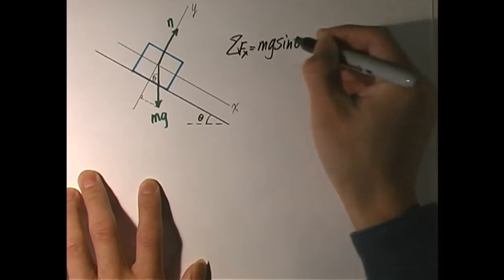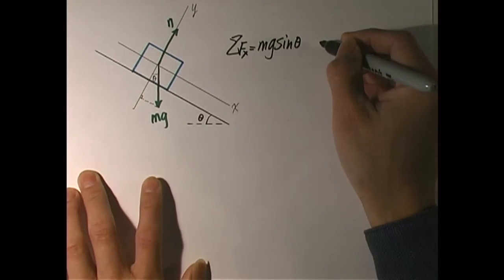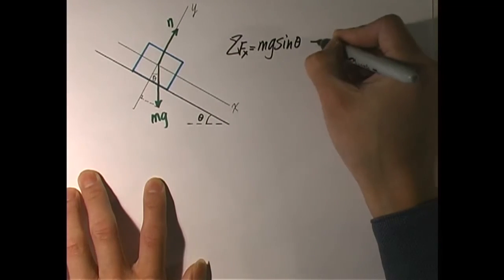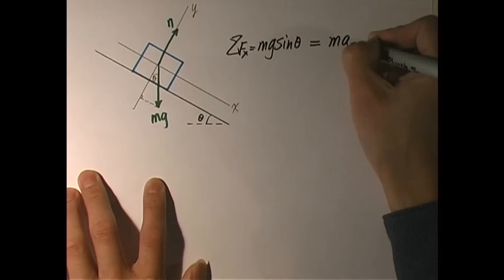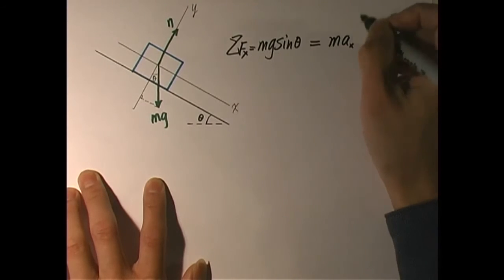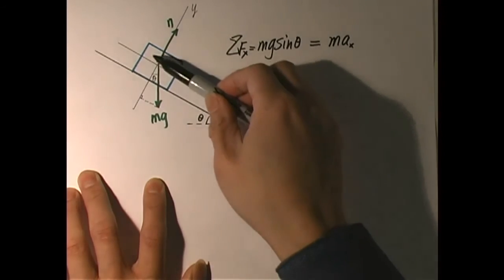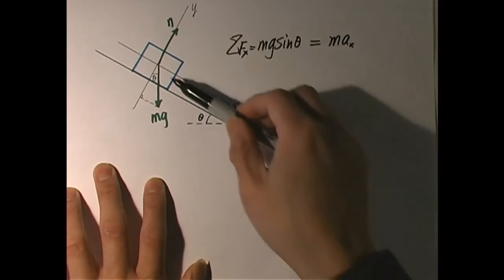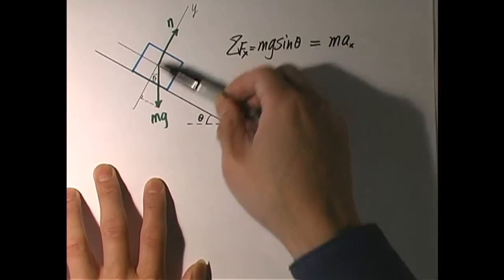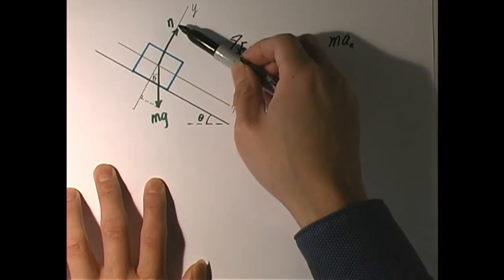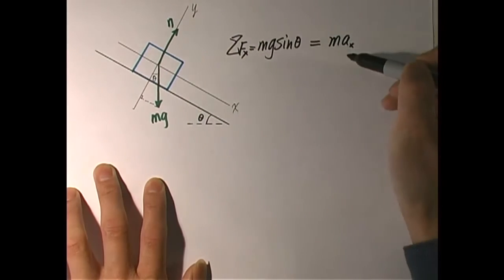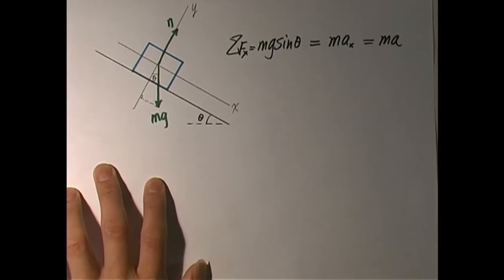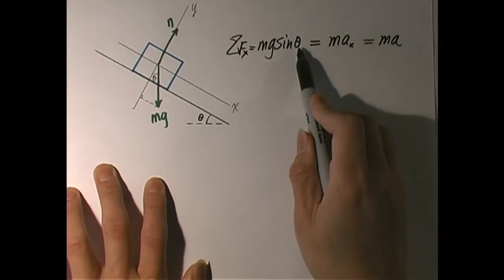Okay. That's it. There's no more component of net force along the x direction. So what is that equal to? max. But wait a minute. What about a sub x? Well, you know, acceleration generally has two components, ax and ay. But in this case, there is no component in the y direction, right? Because it doesn't move perpendicularly to the incline. It only moves along the incline. So a sub x is just the total a. So just ma. Now, we have mg sine theta equals ma.